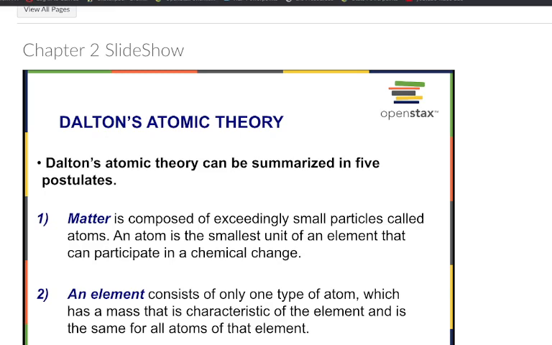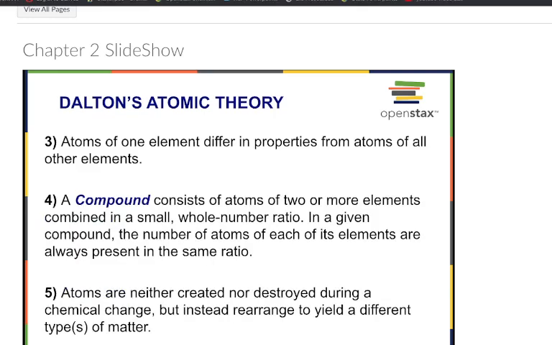Now remember, an atom consists of all the subatomic particles of a certain element. Part 3, Dalton's atomic theory. Atoms of one element differ in properties from atoms of all other elements. That's what makes elements so unique.